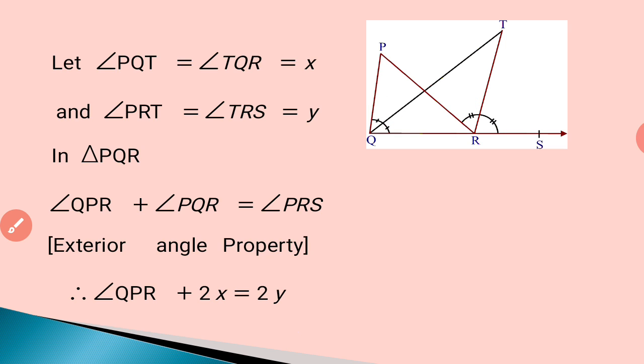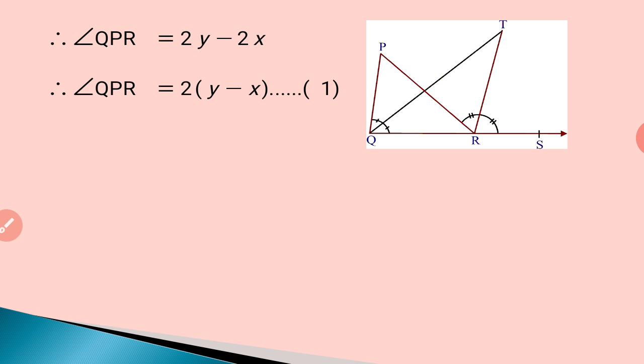Here we can transpose 2X to the other side and we can take 2 common. So the first statement is angle QPR is equal to 2 times (Y minus X). Here we have used the exterior angle theorem in triangle PQR.